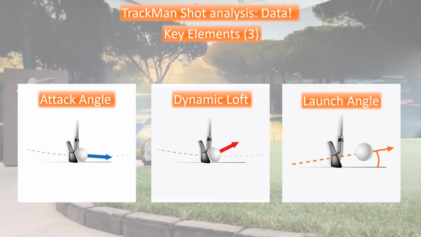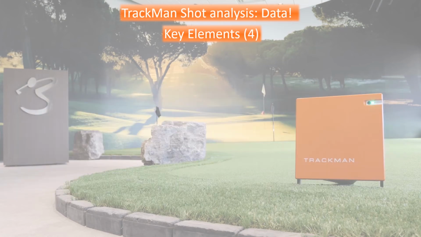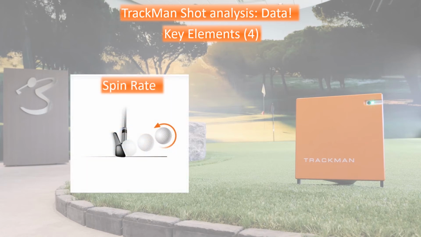Launch angle is the angle the ball takes off relative to the ground. It is closely related to dynamic loft. Looking now at our final shot data slide, we'll firstly look at spin rate. This important number has a major influence on the height and distance of a shot. It is even more important when playing in windy conditions.